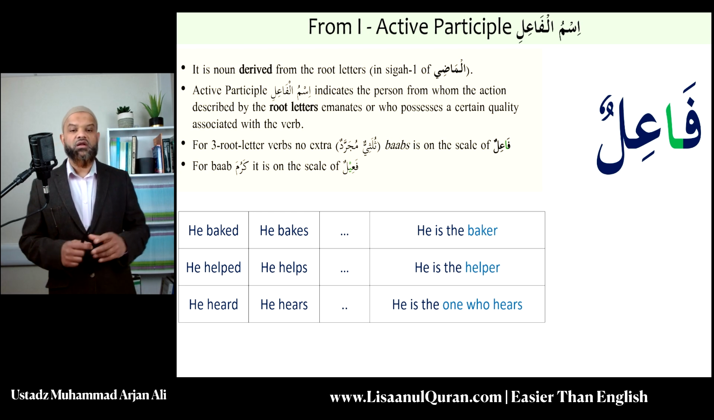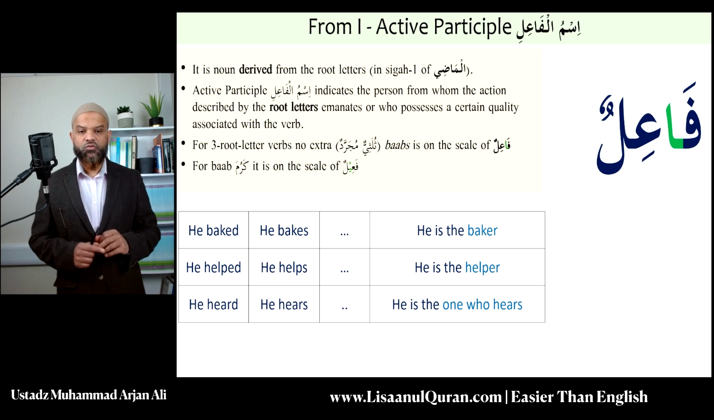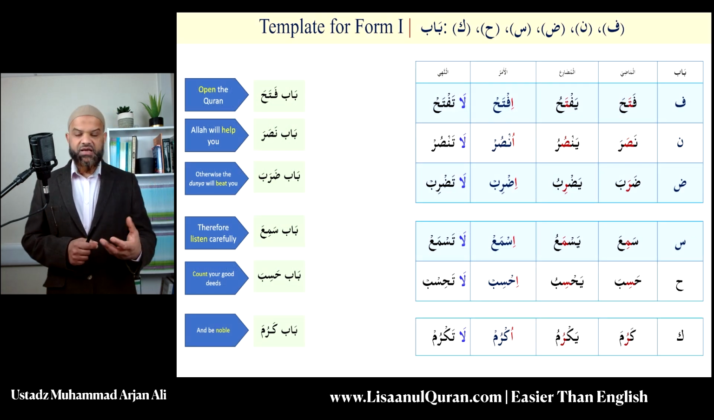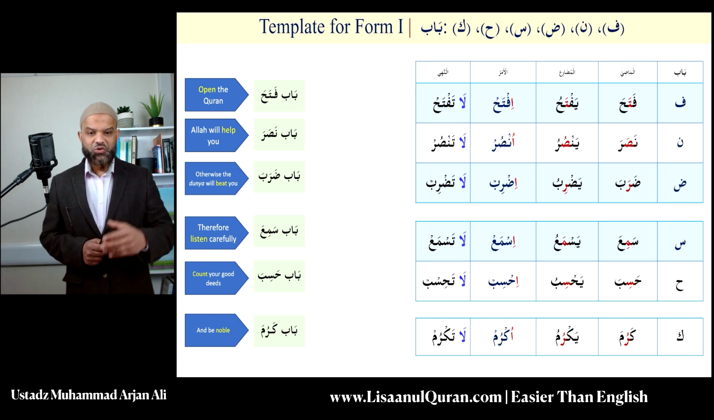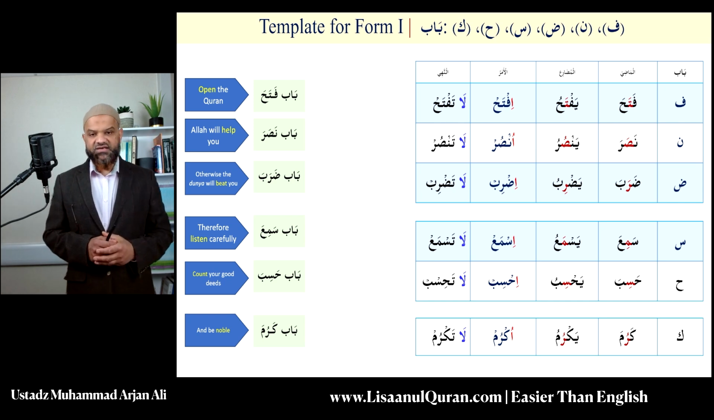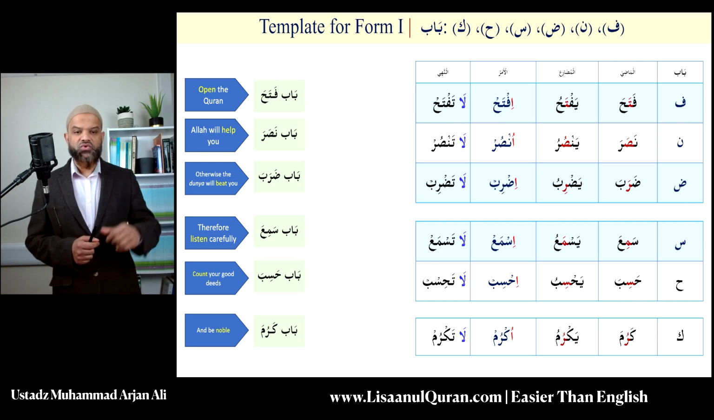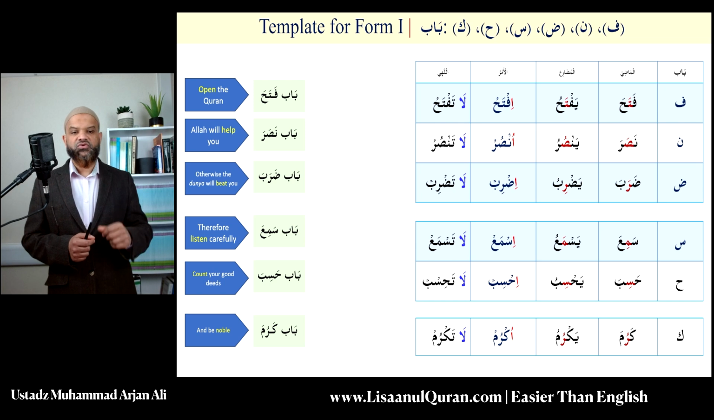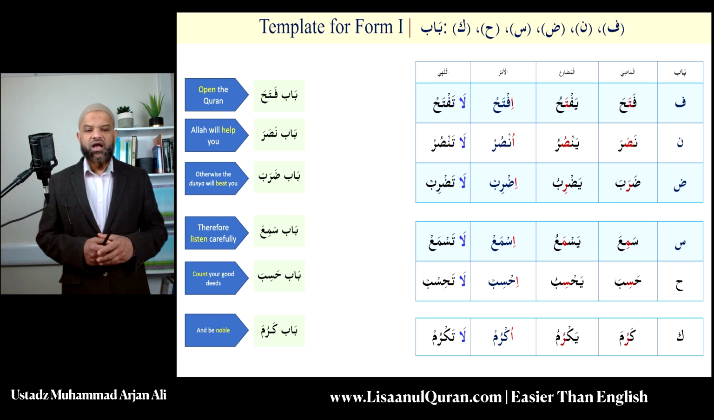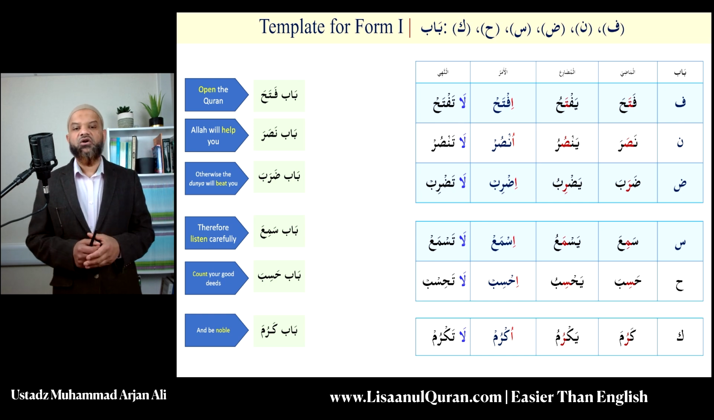So this is the most common one for the active participle for the thulathi mujarrad, the three root letter base form without addition. Again, quick reminder of the babs we've been studying so far and formulating from them. We've already seen the verbs that are coming. We are now going to look at the nouns also coming within the same bab or the same pattern. And we have now here 6 patterns in total. Open the Quran, fataha yaftahu, Allah will help you, nasara yansuru, otherwise the dunya will beat you, daraba yadribu, therefore listen carefully, samia yasma'u, and count your good deeds, hasiba yahsibu, and become noble or be noble, karuma yakrum. So these were the babs, and again, you know the patterns of the verbs already.